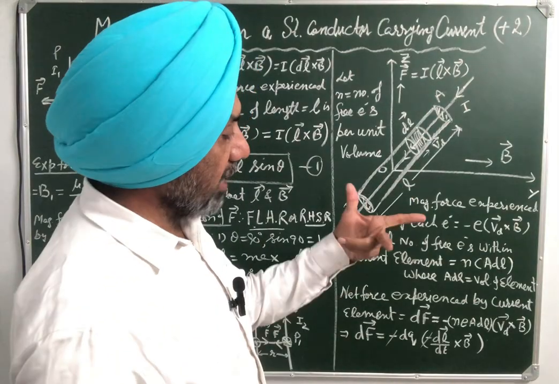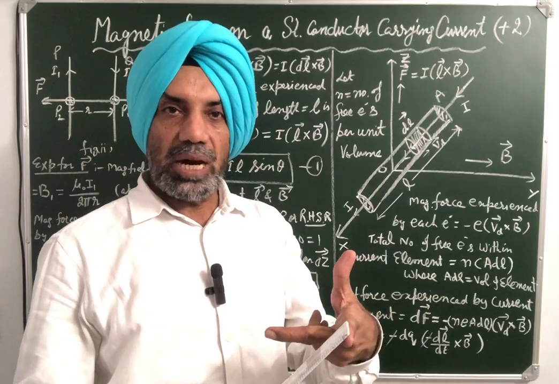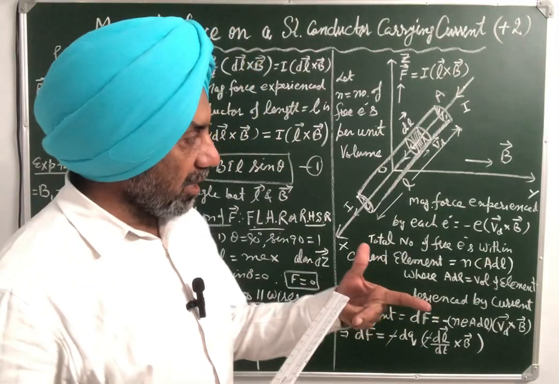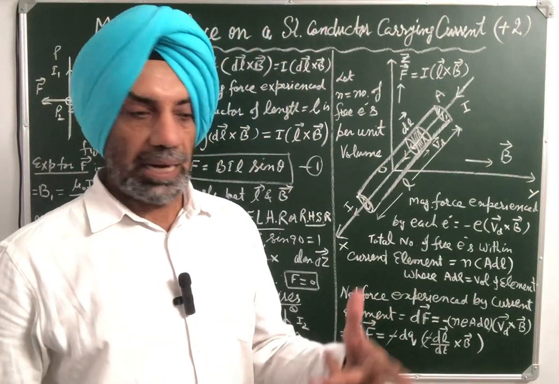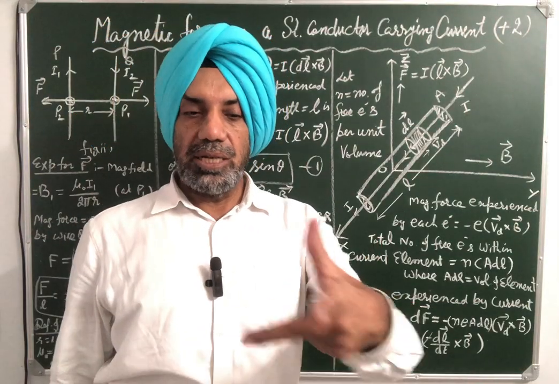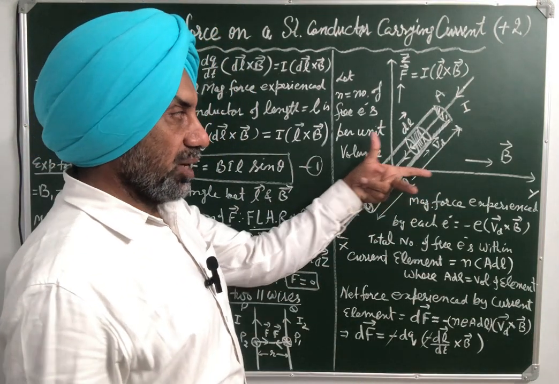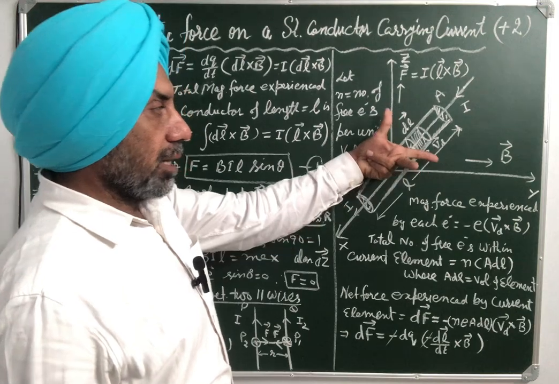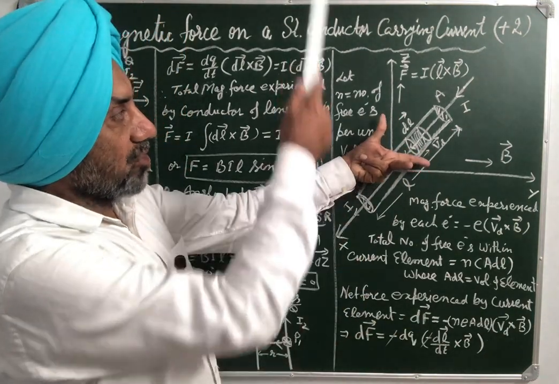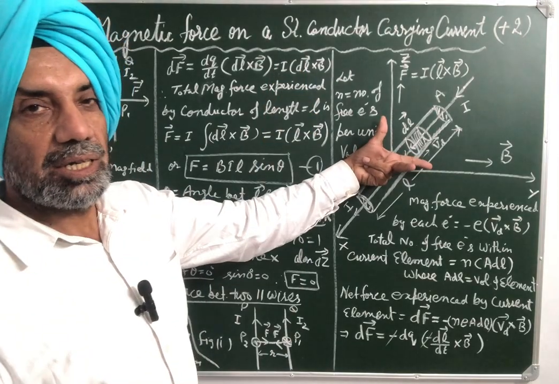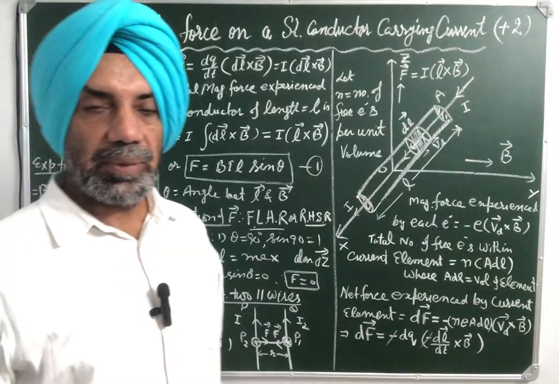Or you can use Fleming's left hand rule. What is Fleming's left hand rule? Your first finger points in the direction of magnetic field, the central finger gives the direction of current, and the thumb gives the direction of magnetic force. And these three fingers should be mutually perpendicular to each other. So, first finger magnetic field, current along x-axis, thumb gives the direction of magnetic force which is acting along z-axis. So, in this way we can find the direction of magnetic force.